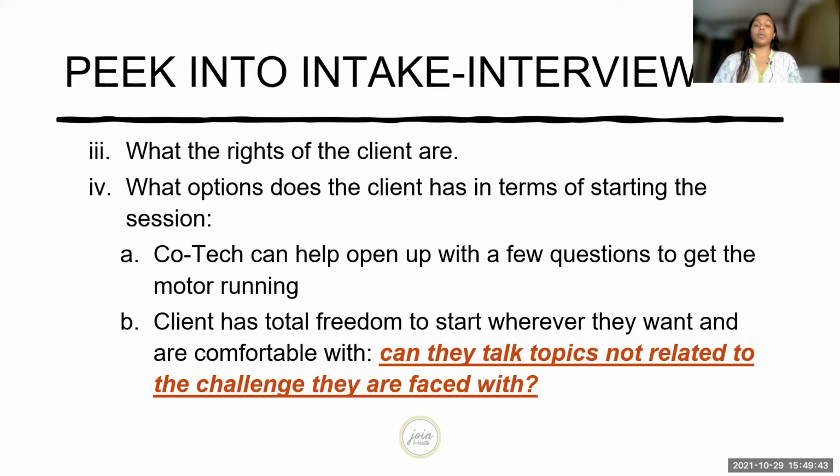And as things progress, you would notice that sometimes they start with something, but they end up somewhere else. And the question is, can they start talking about topics that are not related to what they're feeling challenged with? The simple answer is yes, of course. It's catharsis, it's venting. Essentially, the session is like a punching bag.